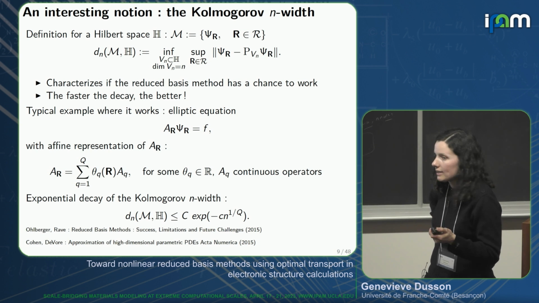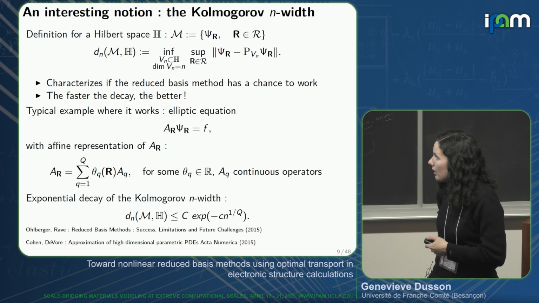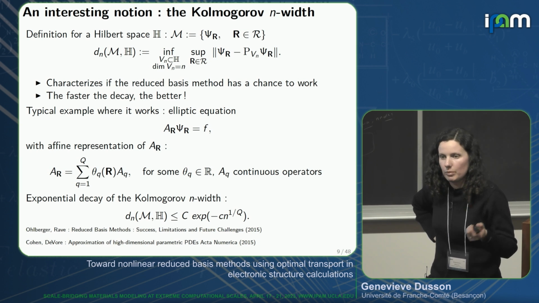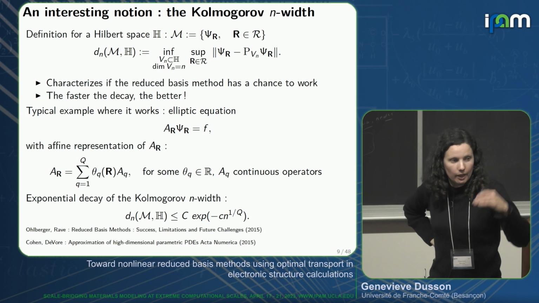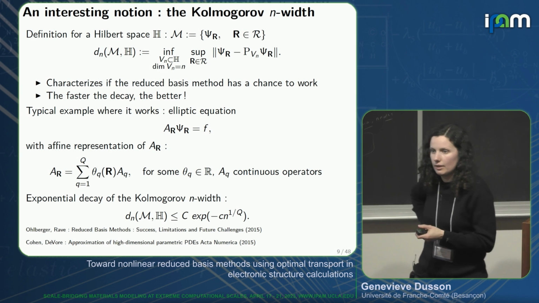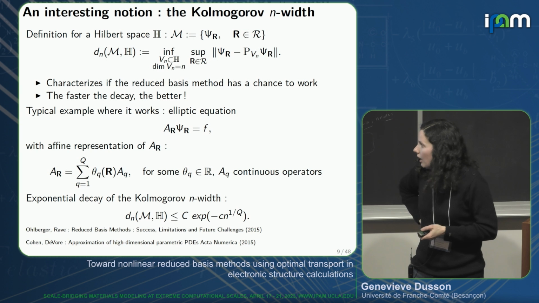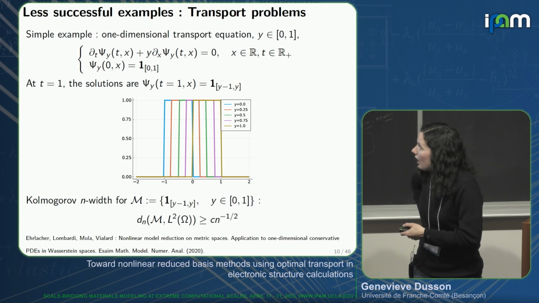A typical example where it works is when one considers an elliptic equation where this A_R, our operator that is parametrized by R, has an affine representation, which means that it can be written as functions that depend on the parameters times some fixed continuous operators. In that case, it can be proved that the Kolmogorov n-width decays exponentially. And so in that case, we know that the method will work pretty well. Okay.